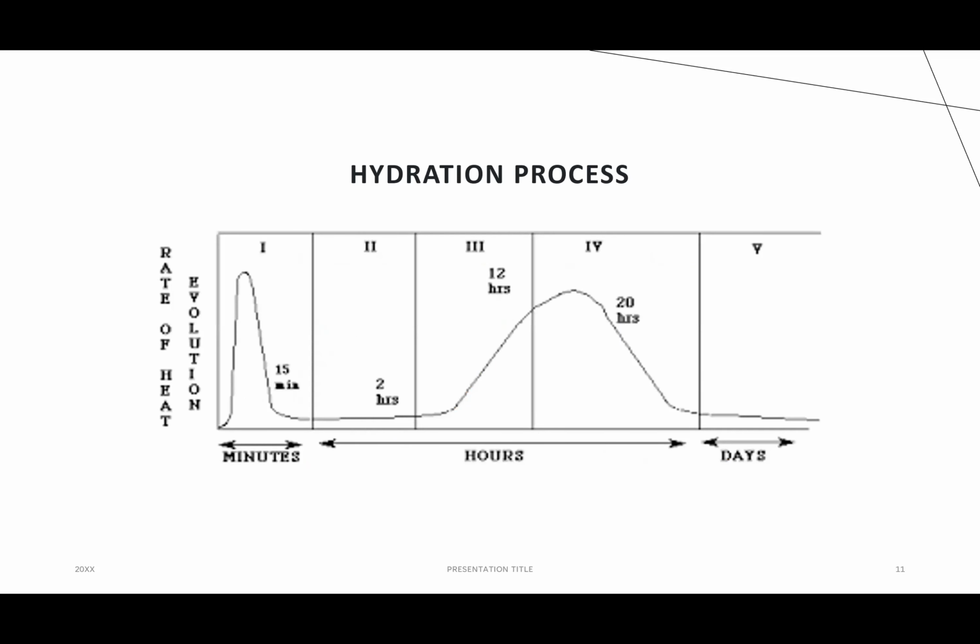This is another chart that shows the hydration process. What is different about this chart is that it shows the time in each phase. The first phase only takes around 15 minutes. The temperature is able to increase a lot in that short amount of time. The second phase takes around 2 hours. The third phase is a bit longer and will take around 12 hours. Then the fourth phase takes around 20 hours. And lastly, the fifth phase can take several days.